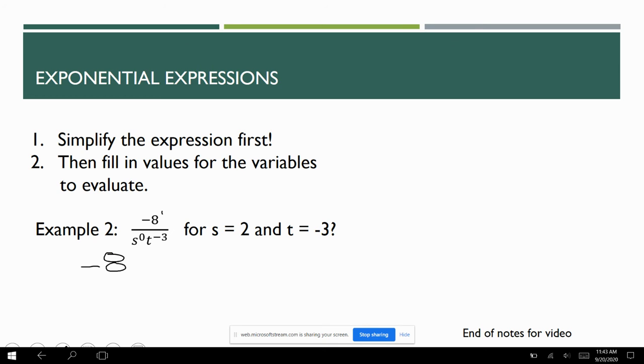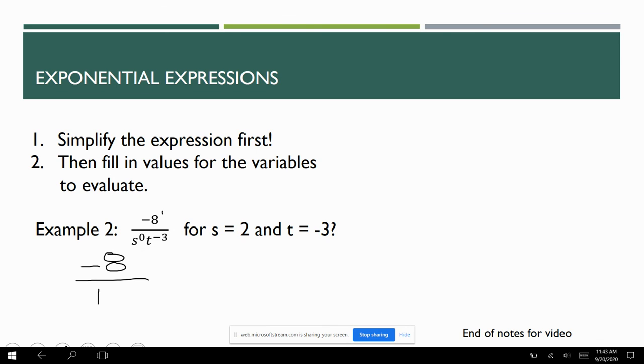It does not go anywhere. Just because the number is negative doesn't move it around. The exponent has to be negative in order to send a term to the denominator or to the numerator. Now we keep simplifying. Move to the denominator. Well, s to the 0 is just going to be 1, because any number raised to the 0th power is 1.